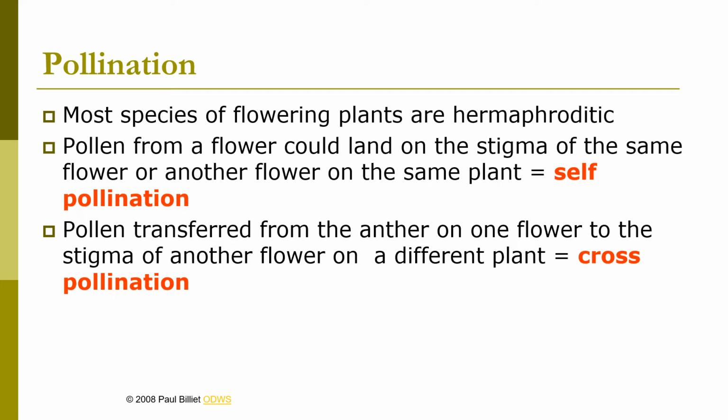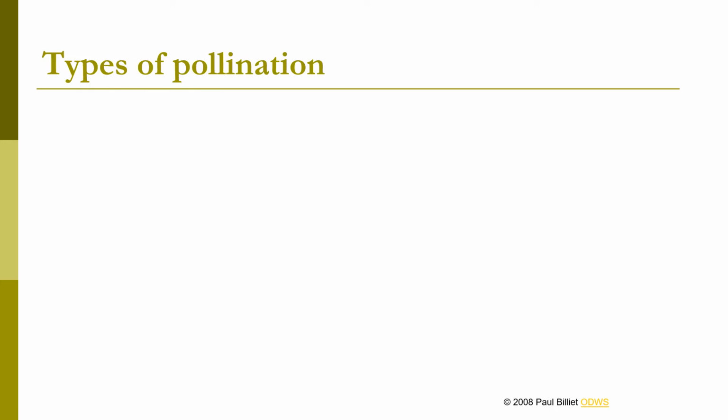When you say self-pollination, it refers to pollen from a flower which could land on the stigma of the same flower or another flower on the same plant. While in cross-pollination, the pollen is transferred from the anther on one flower to the stigma of another flower on a different plant. We have also the different types of pollination. This can be through wind, animal, and water.